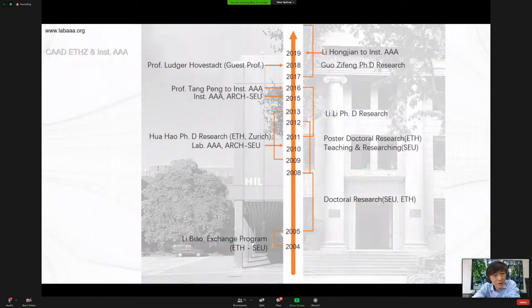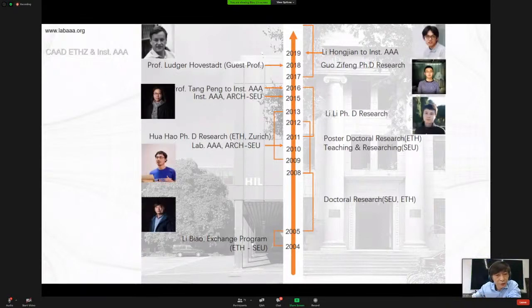And then here is a brief introduction of my institute, AAA. My institute is not so big. Here are the key staff of my institute. And the guy on the top right now has a PhD from the chair of Hovestadt.